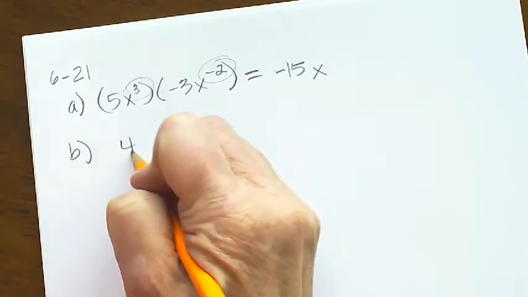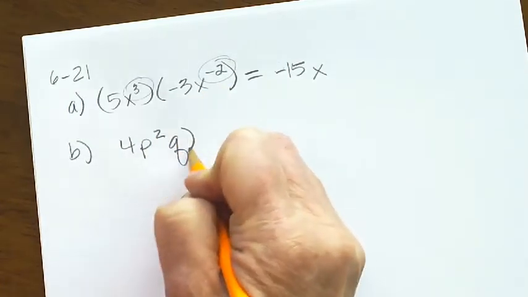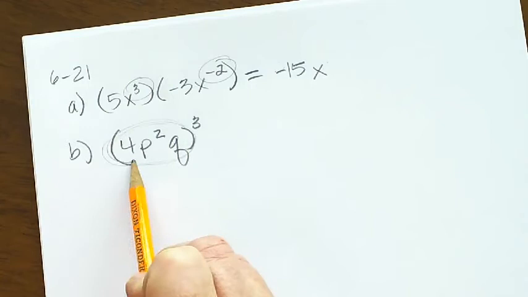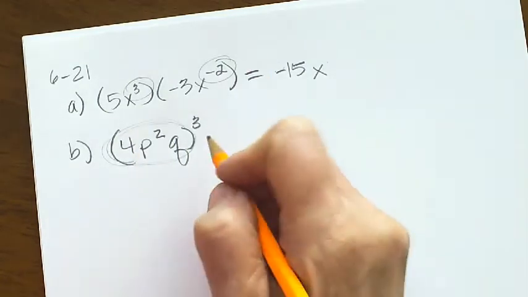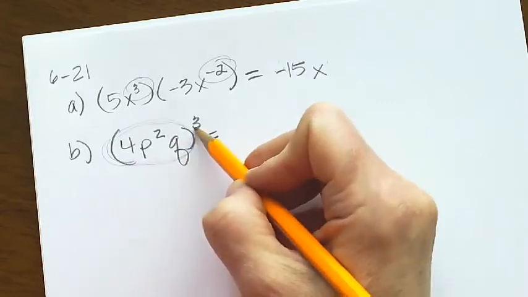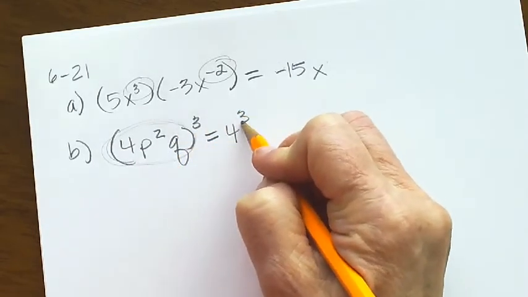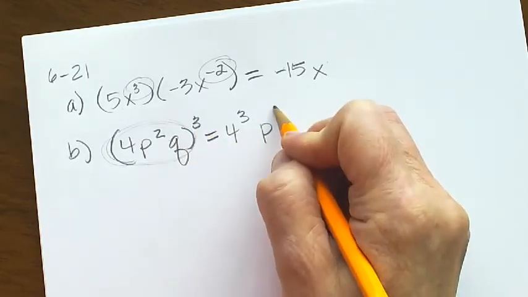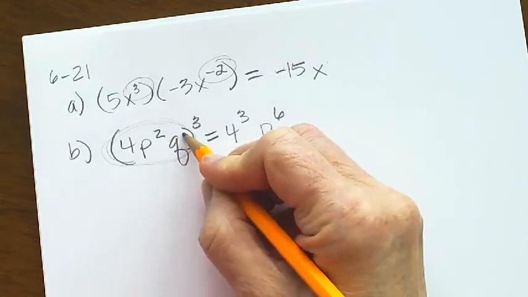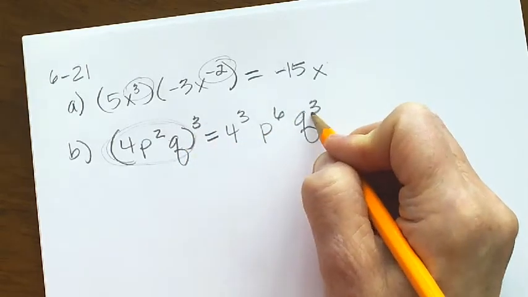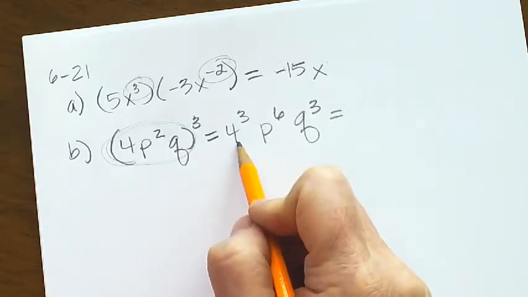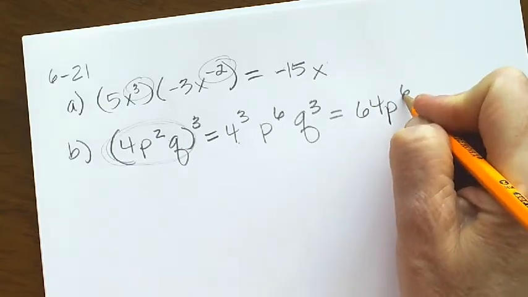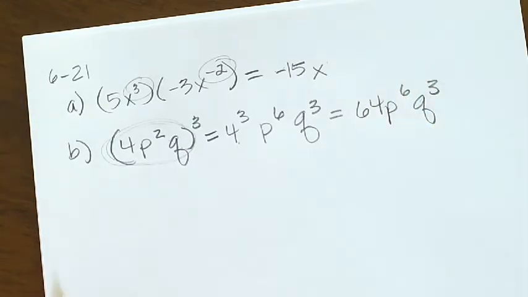We have for b 4p to the second q, 4p squared q raised to the third power, so that's just multiplying this by itself 3 times, which you could write out, but I'm going to save time and just use my shortcuts. So that's 4 to the third times p to the second raised to the third would be p to the sixth, and then q to the first raised to the third would be q to the third. 4 to the third, 4 times 4 is 16, and 16 times 4 is 64. So 64 p to the sixth, q to the third.